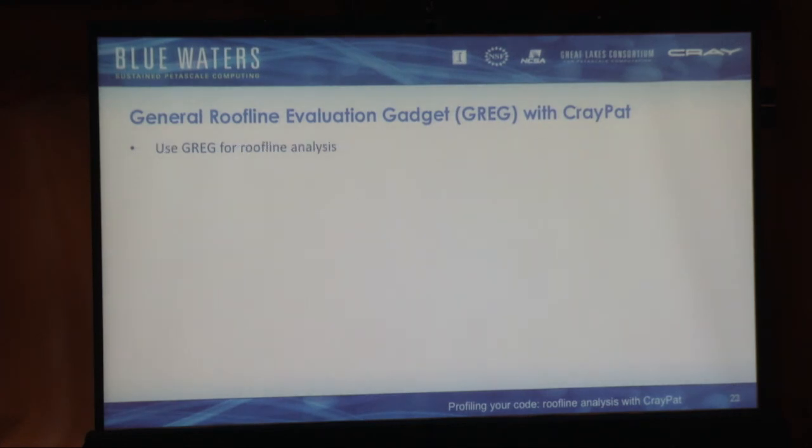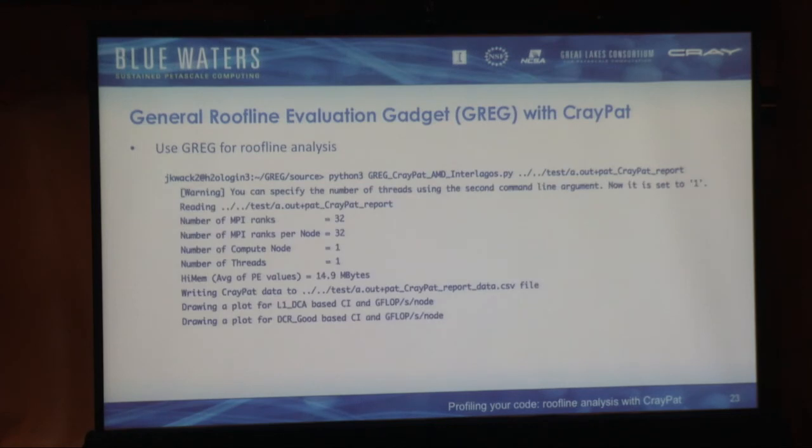Okay, and then how to use GREG? It's very simple. Just call Python 3 and this GREG CrayPat AMD Interlagos script, and then you just need to mention your CrayPat report. In this test case, the location of the CrayPat report is here. It will give you a brief description of your CrayPat report: number of MPI ranks, MPI ranks per node, compute nodes, threads, and memory footprint. And then it will generate two roofline plots. One is L1 DCA based, and the other is DCR good based.